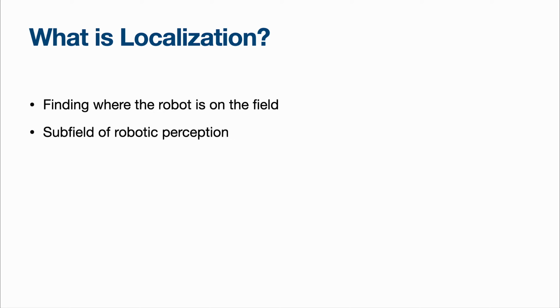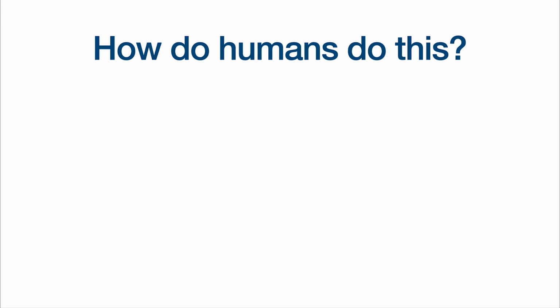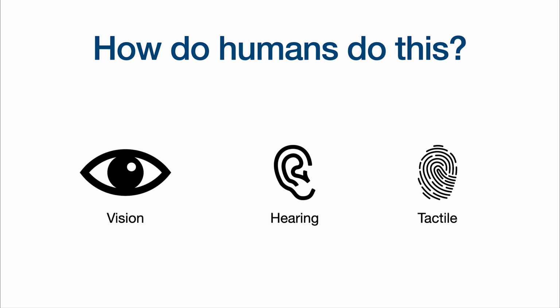But going back, localization, in this context, is finding where the robot is in the field, and it's a subfield of robotic perception. How do robots do this? We use vision, hearing, tactile. If you just look around, you know where you are. It's something we do subconsciously entirely. So it's something that robots really have to think about.